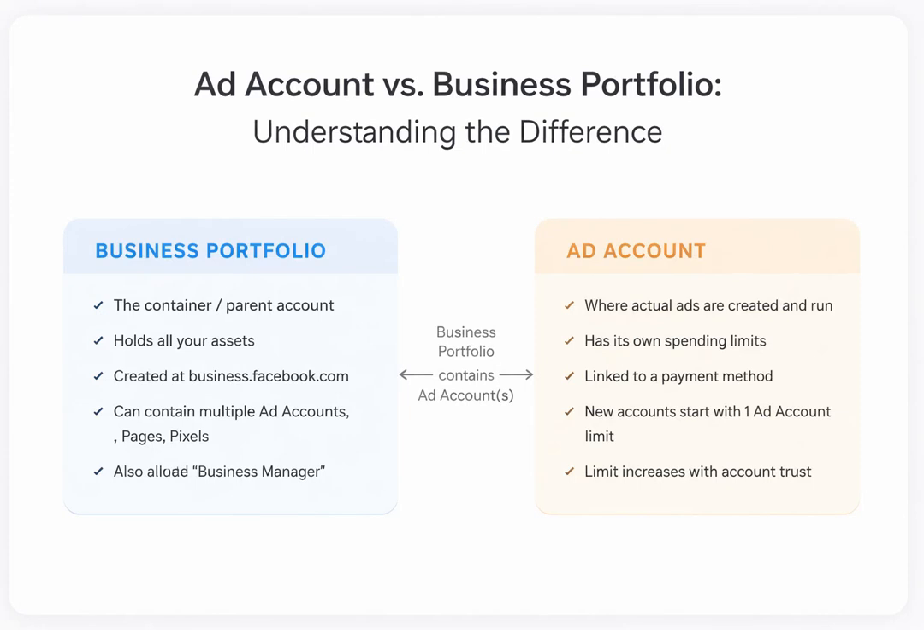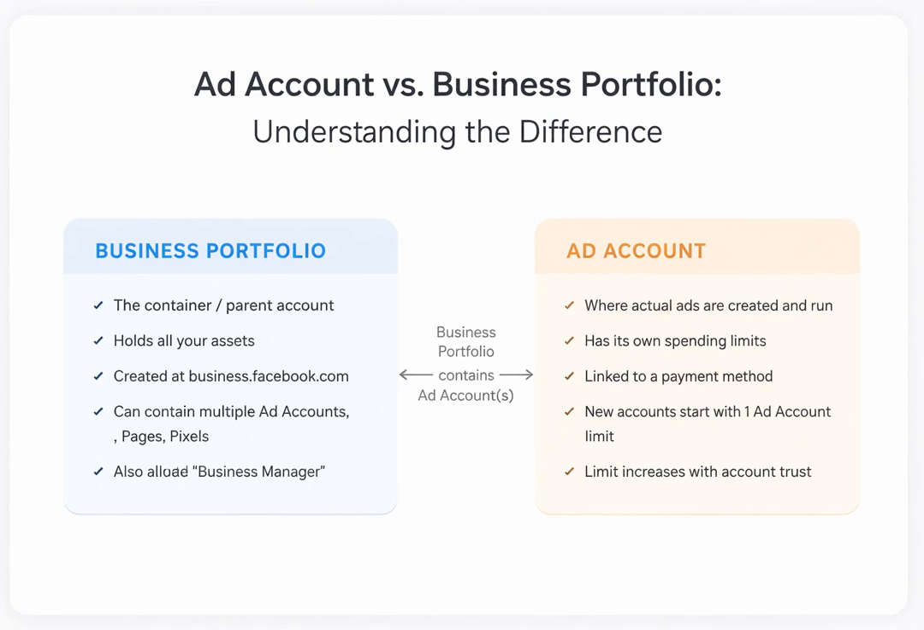It's important to understand the distinction between a business portfolio and an ad account. These are two different things that work together. The business portfolio, also called Business Manager, is the parent container. It holds all your assets, your Facebook pages, your ad accounts, your pixels, and your team members. The ad account, on the other hand, is where you actually create and run your ads. It has its own payment method and its own spending limits.